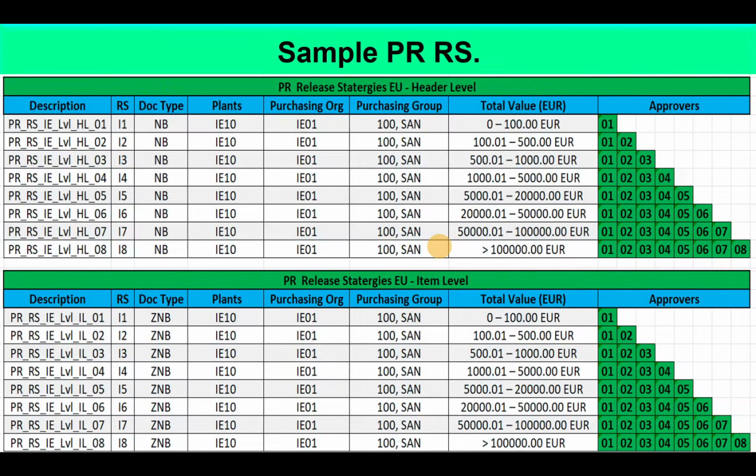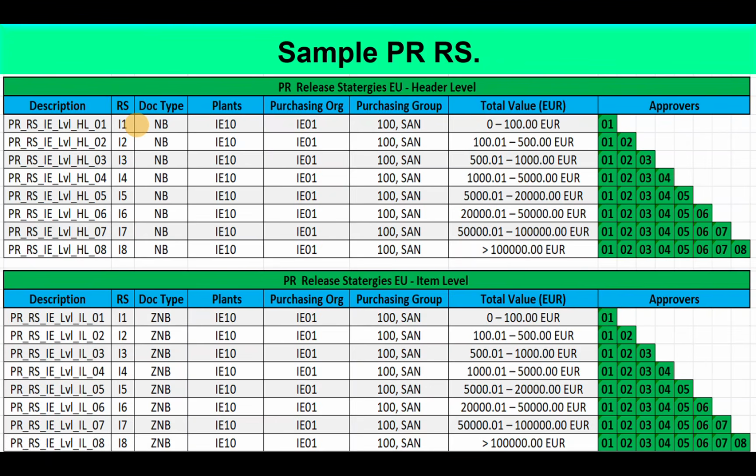Then sample PR release strategy. I have put one sample here. If you notice this here, header level release strategy, it's going to be the item level. So we will try to configure a similar one. And if you notice closely, you will see one difference here. That is the document type. And definitely this release strategy is going to be changed. We cannot use the same number in both. But this is just a sample one.